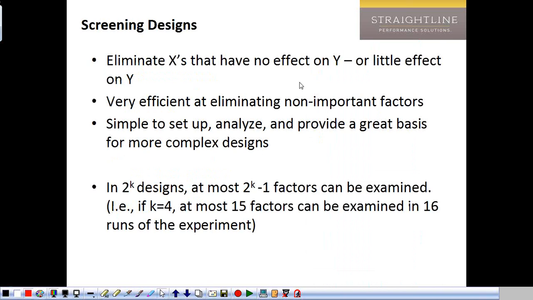And again, if we decide to do 16 runs, we could look at 15 factors and examine them all in that run of the experiment.